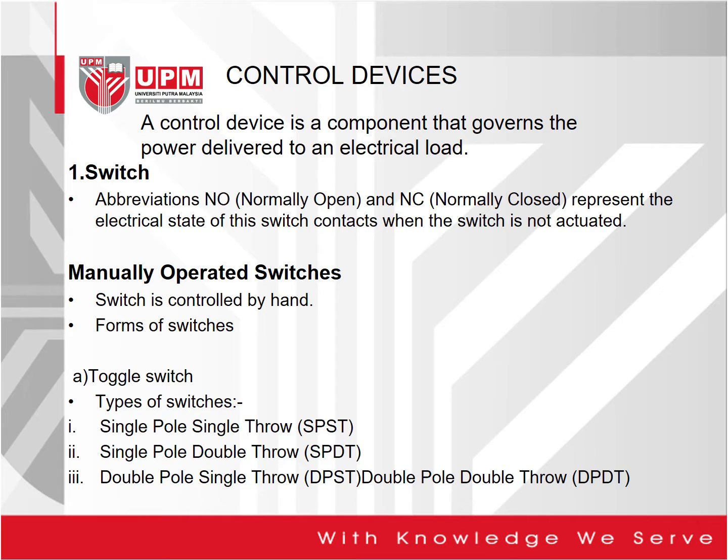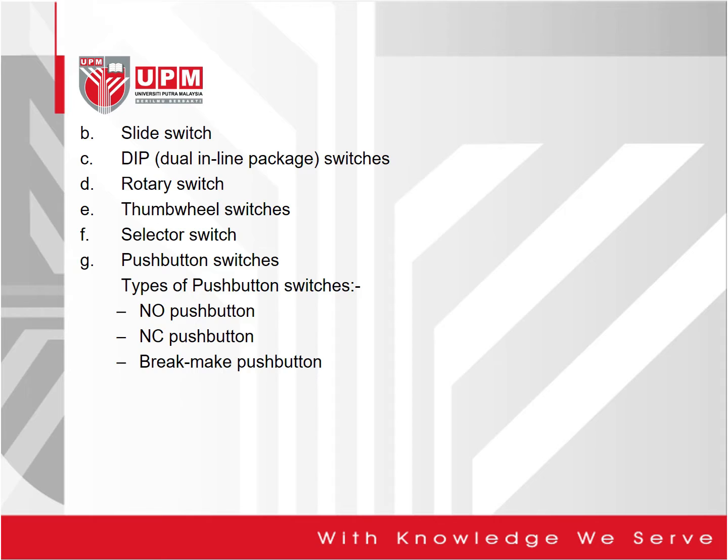So manual operated switches means that the switch is controlled by hand. So here is an example of the manual switch. Types of switches: single pole single throw, single pole double throw, double pole single throw, and this slide shows toggle switch, rotary switch, thumbwheel switches, selector switch, and push button switch. So a lot of manual switches, you can find them in the lab.